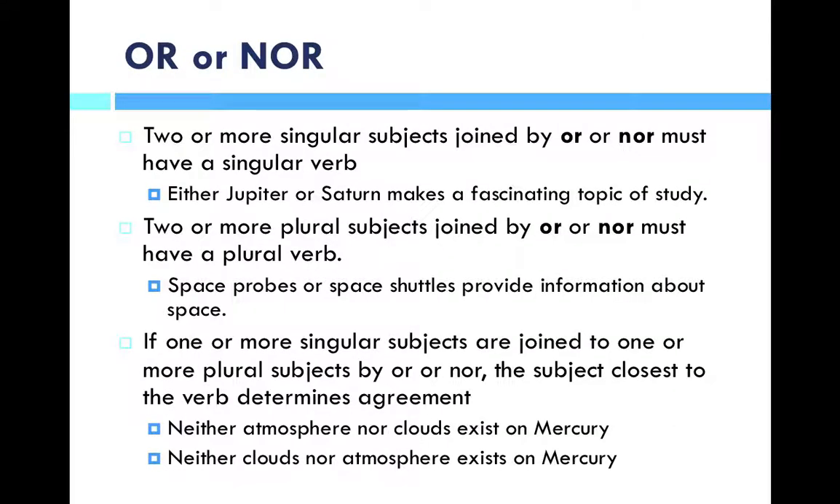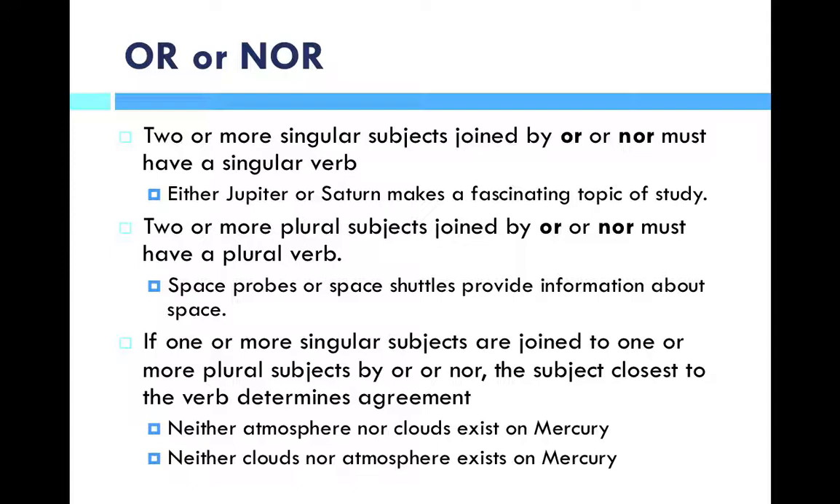And there's another exception. Two or more singular subjects joined by or nor must have a singular verb. So for example, either Jupiter or Saturn makes a fascinating topic of study. You use the singular verb makes because we're not saying both Jupiter and Saturn, we're saying one of them. We're not sure which one, but it's one of them, so we're only using the singular verb.